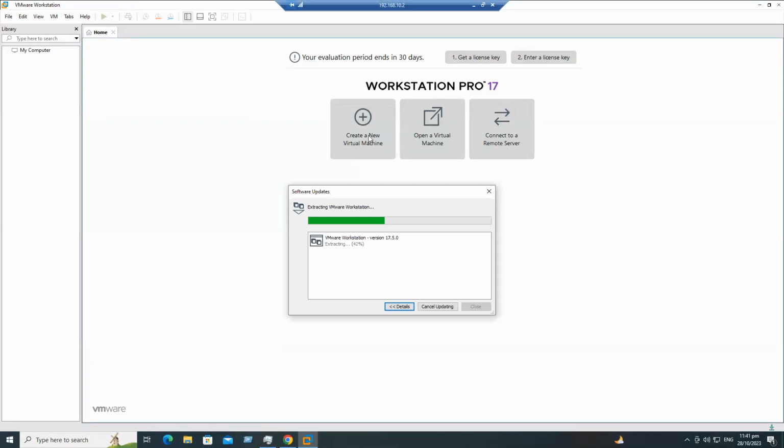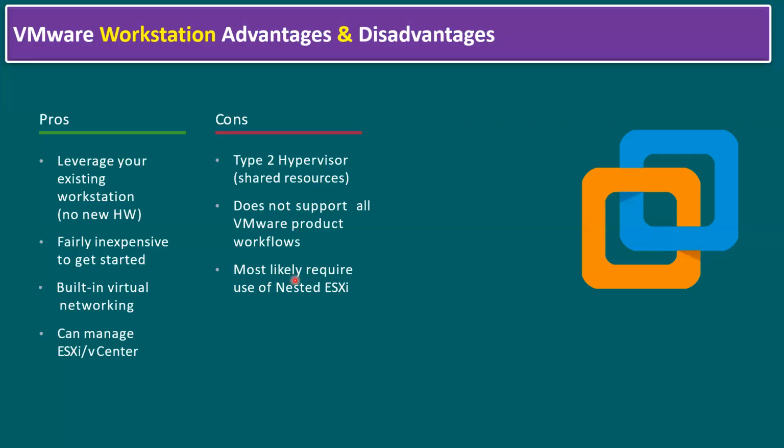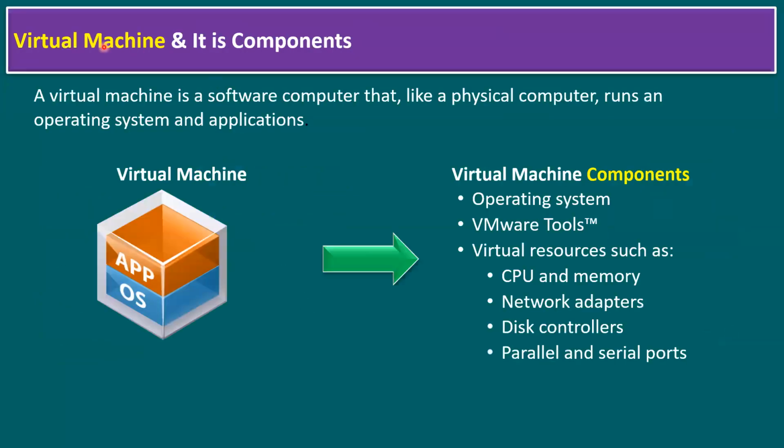Let me explain the same point from our slide, because the download is taking a while. In the meantime, let me go through some slide key points. As I mentioned, a virtual machine is a software generated machine that looks like a physical machine. In other words, a virtual machine is a software computer that, like a physical computer, runs an operating system and applications.